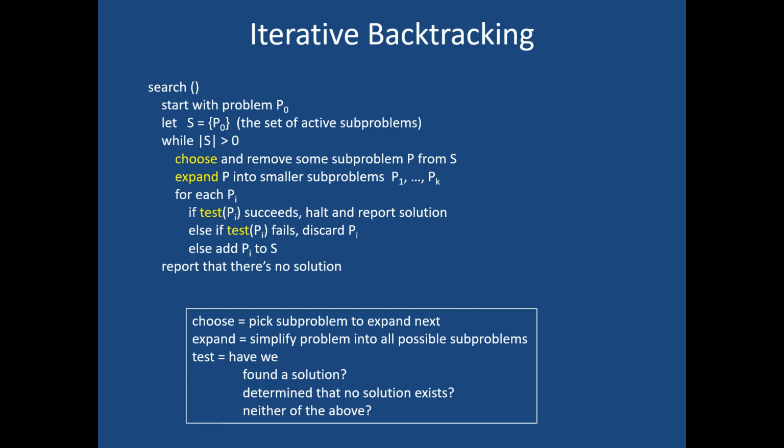Okay, so we choose some subproblem to expand. Initially, you're just choosing the one that's in the set. It has to be S0. And then you expand it into smaller subproblems. So what does that mean in terms of 3-SAT? I think that's easier to see. How do you expand a problem into a subproblem? When you set one to true and then remove all.